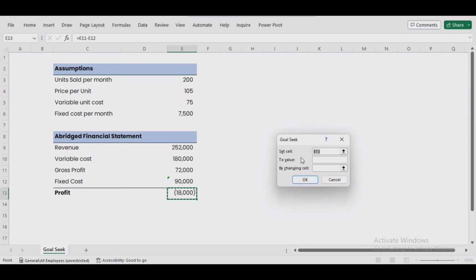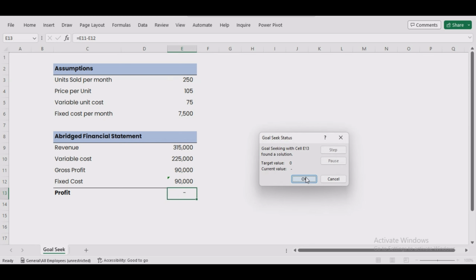It's asking me to set a cell. So what cell am I setting? It is the same one that I've selected, which is the profit cell, the cell that contains profit. Then I want it to be equal to 0 so that I just break even. What am I changing? What value should I change so that I arrive at the desired profit? I'm going to change the number of chickens that I sell, which is the units. Once you do that, you press OK.